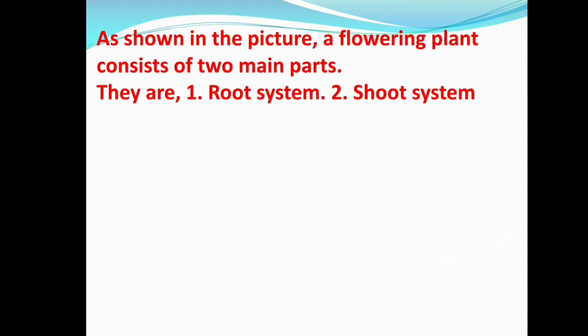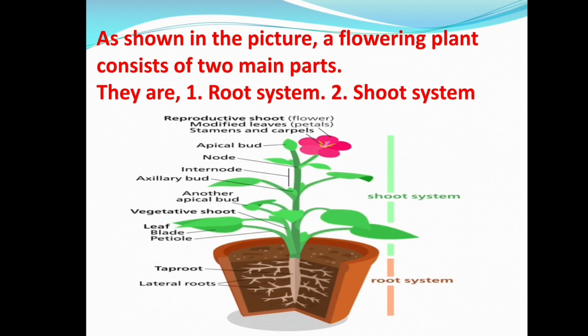As shown in the picture, a flowering plant consists of two main parts: the root system and the shoot system. Below the ground is the root, which is called the root system, and above the ground, the stem, leaves, flower, and all those things are called the shoot system. As shown in the picture, a flowering plant consists of how many parts? It consists of two main parts. The first one is the root system, and the second one is the shoot system.